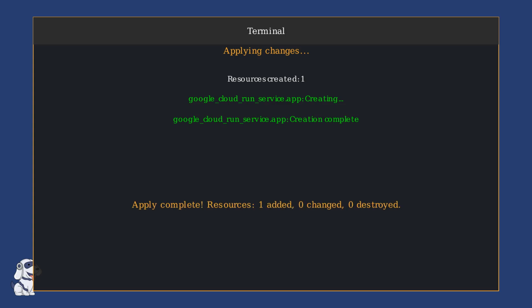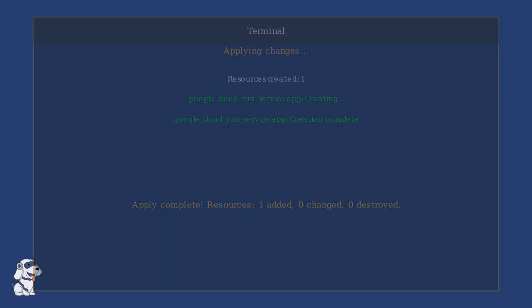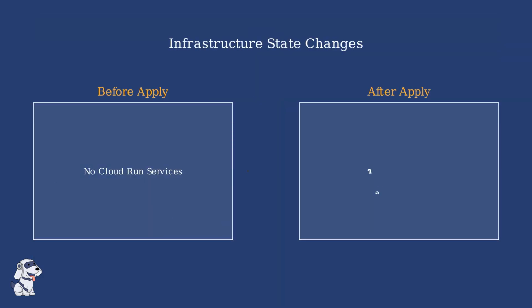Upon successful completion, Terraform displays a final summary confirming the number of resources that were added, changed, or destroyed, along with the total execution time. The state changes are immediately reflected in your cloud provider console. For Google Cloud Run, you can verify the deployment by checking the Cloud Run Services section in the Google Cloud Console. This visual representation of state changes demonstrates Terraform's core functionality, transforming your declarative configuration into actual cloud infrastructure while maintaining a clear audit trail of all modifications.